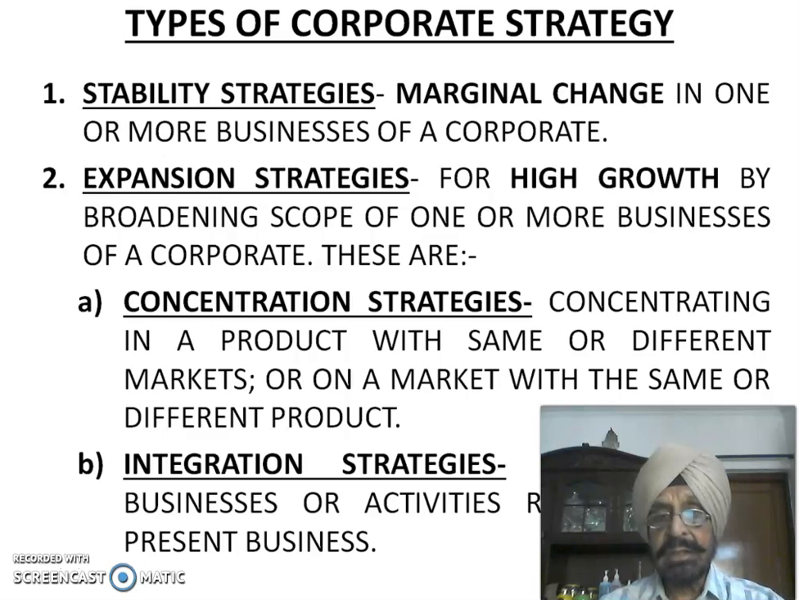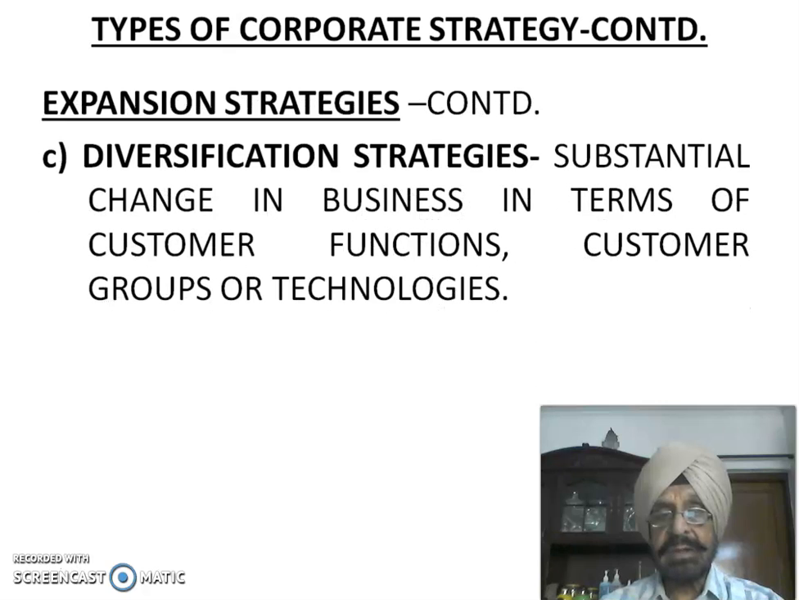The third type of strategy in the expansion strategy would be our diversification strategy. That is a substantial change in business in terms of customer functions, customer groups or technologies. So diversification, that is what business we are having, something in addition to that or a different business altogether. Now there are three terms that are used here: customer functions, customer groups and technology. Let me explain that. Customer functions, for example, when we used to earlier go to the bank or reservation for railways or going to buy a particular thing, we used to go to the particular place to get that particular thing done. Now the customer functions have changed.